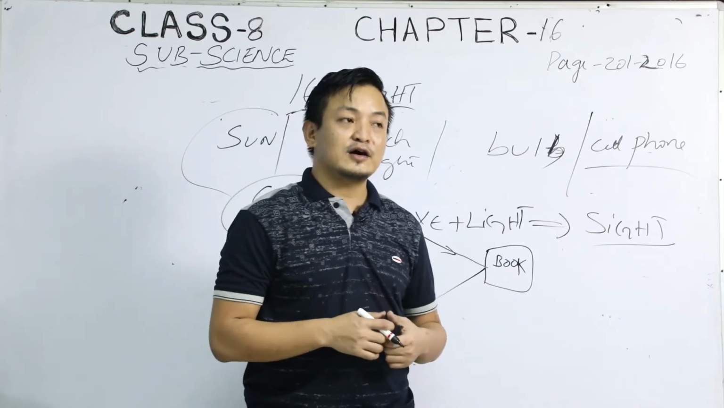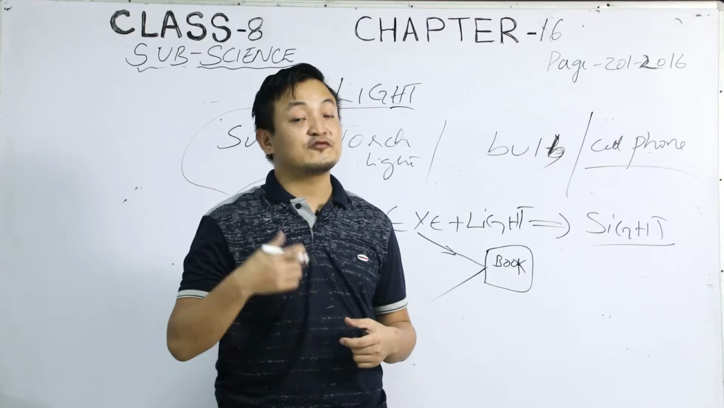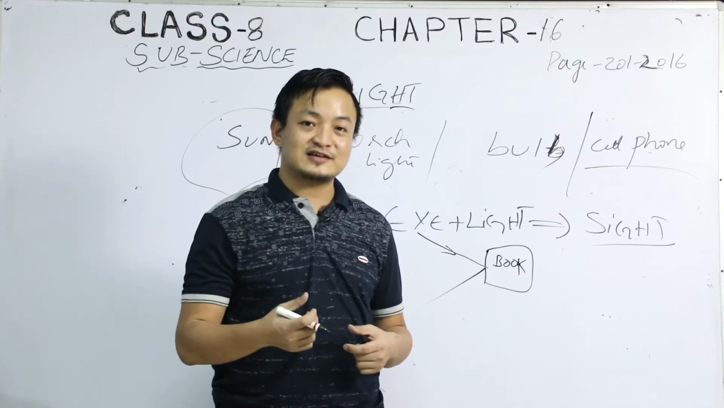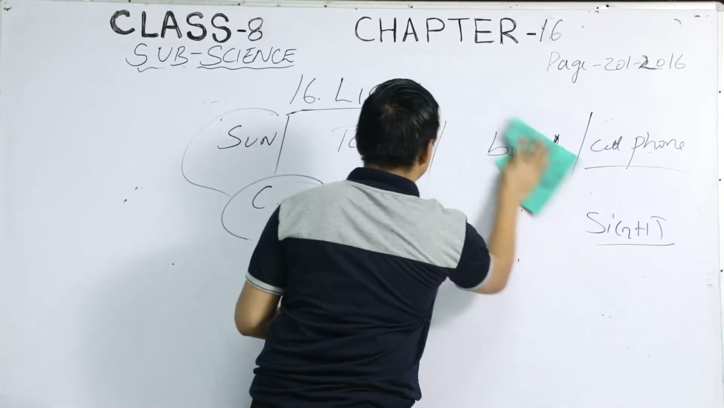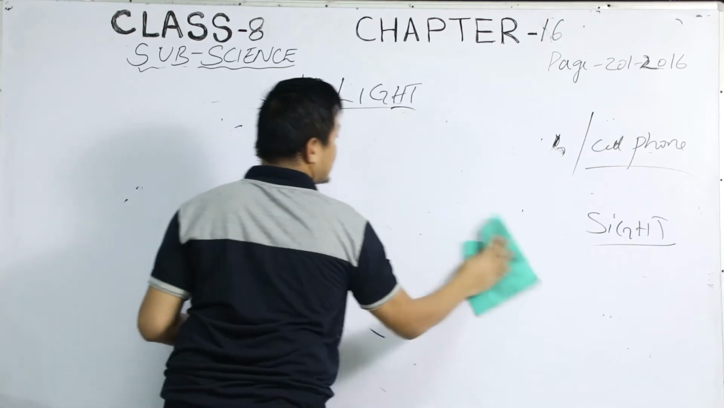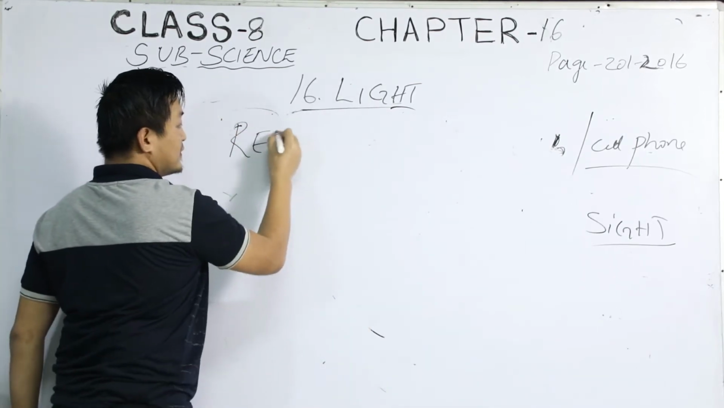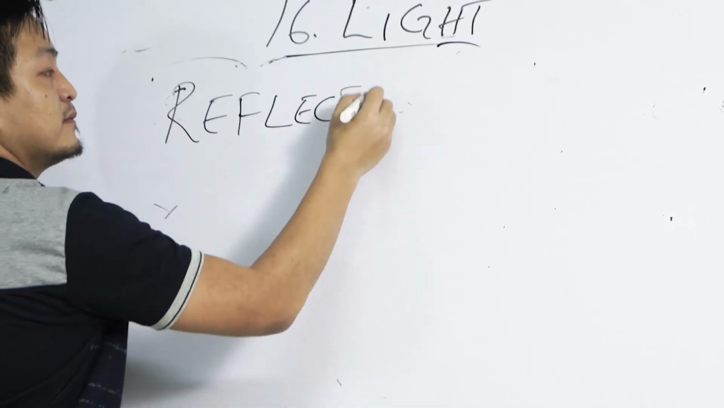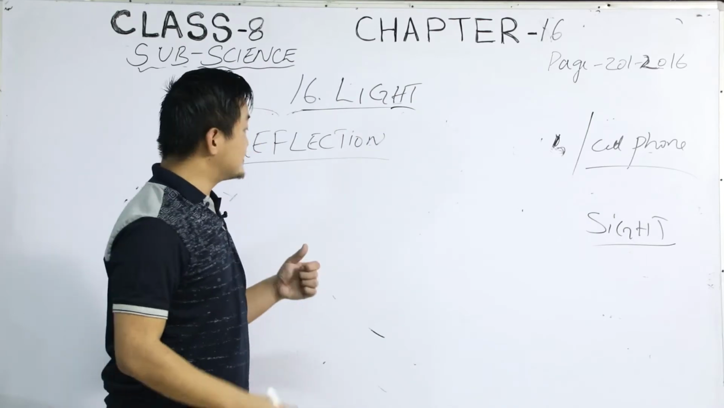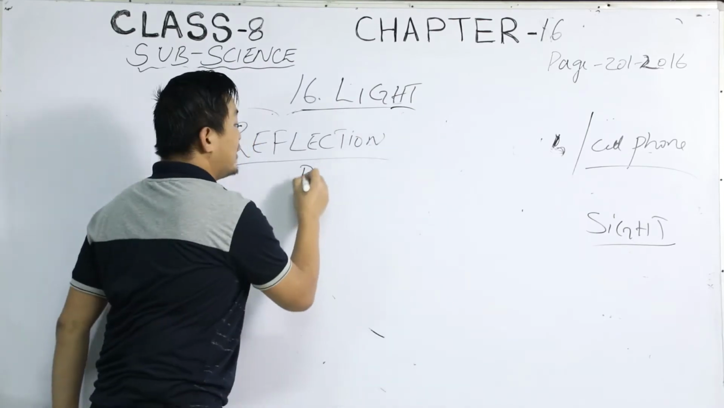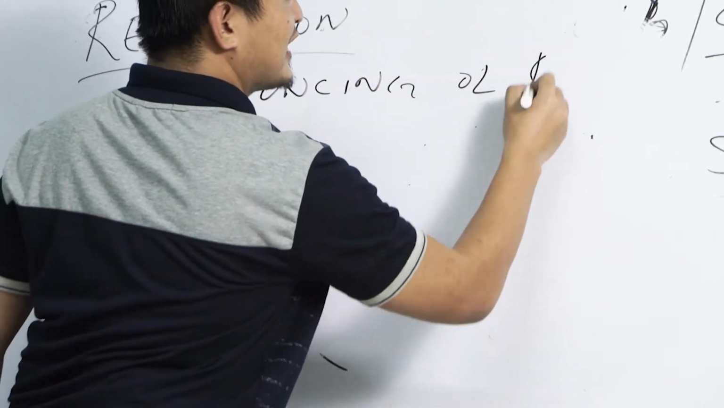Reflection of light. Now, reflection of light means it is the process, or the phenomenon, of bouncing of light. Clear? What is reflection? To make it very simple, it is the bouncing of light.